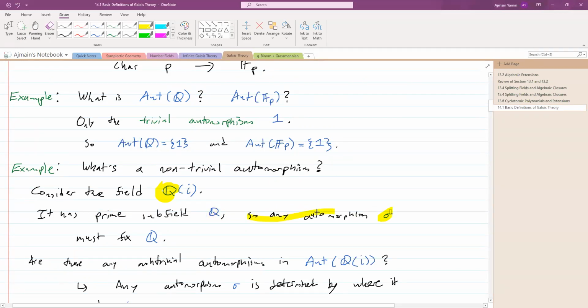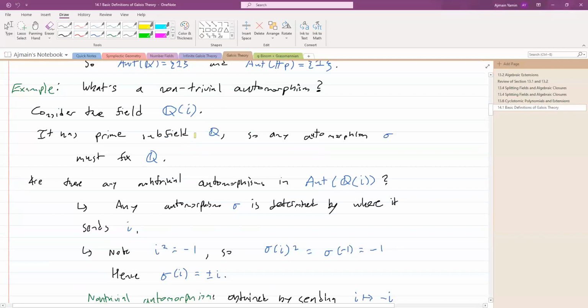Any automorphism sigma of this field has to fix the prime subfield Q. So it has to fix the rationals. So are there any non-trivial automorphisms in this group, the automorphism group of Q adjoin i? Any automorphism sigma is determined by where it sends i, right?